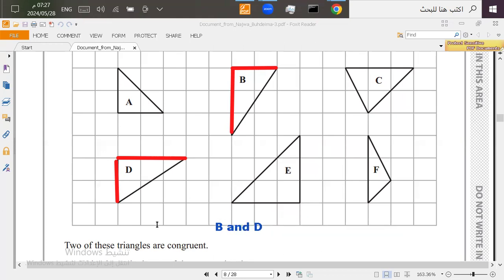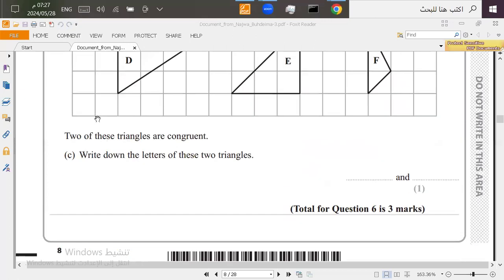So B and D are congruent triangles. So as we said, congruent means identical. So you have to look for identical corresponding lines. Now let's move on to the next question.